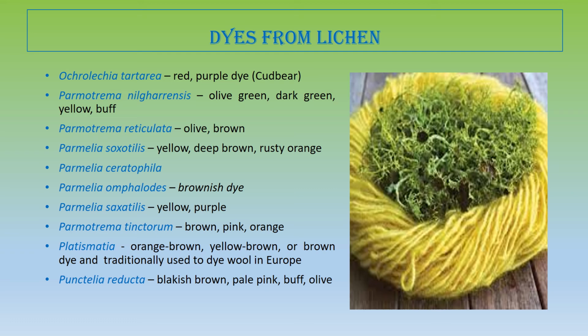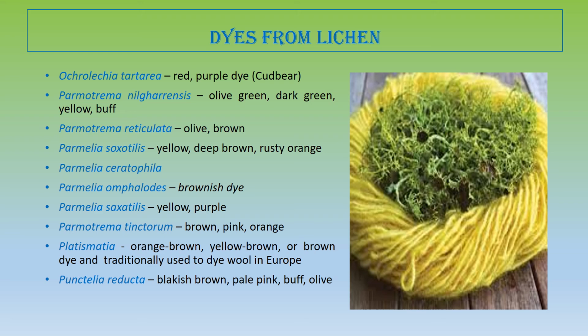Next is the Platismatia. Platismatia is called rag lichen, and it is found on the Pacific as well as the Atlantic coast of North America. So we can say that Platismatia obtains its major source of moisture from the ocean fog that it receives during the night time.